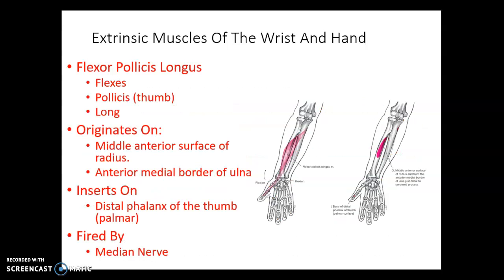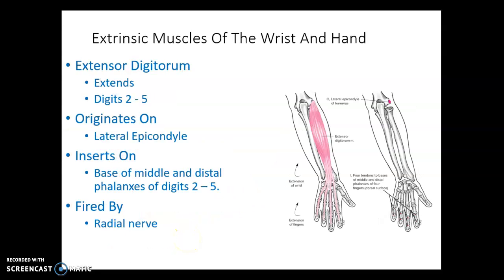Flexor pollicis longus. Pollicis is thumb. So in this case, anytime you see pollicis, it's thumb, it flexes the thumb and it's long. So it's on the middle anterior surface of the radius and a medial border of the ulna. Okay, and it's fired by the median nerve, which makes sense because it's a flexor.